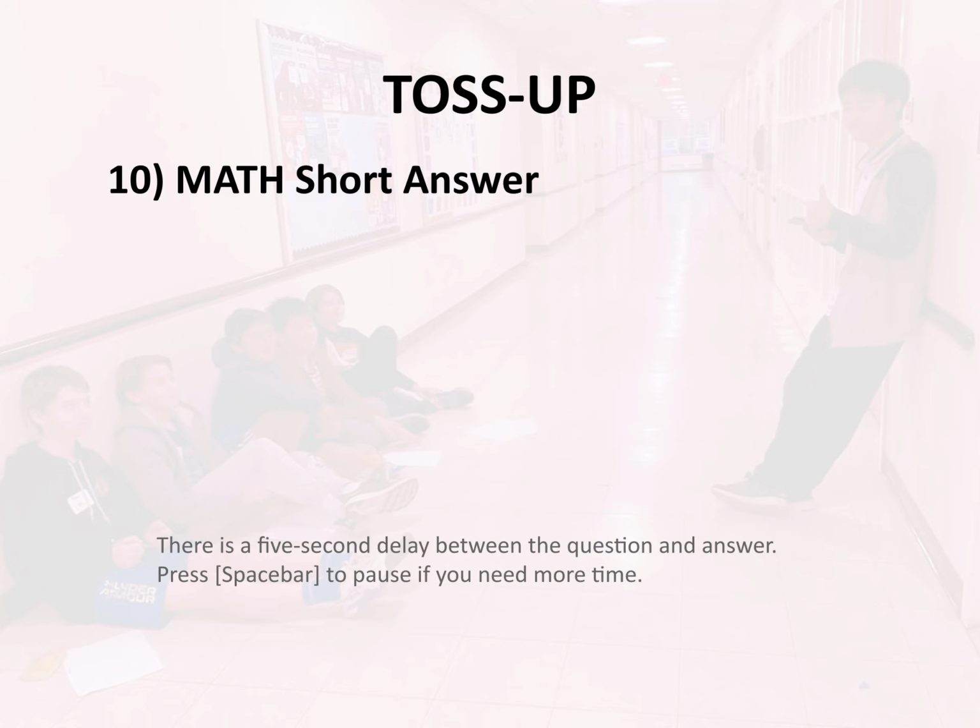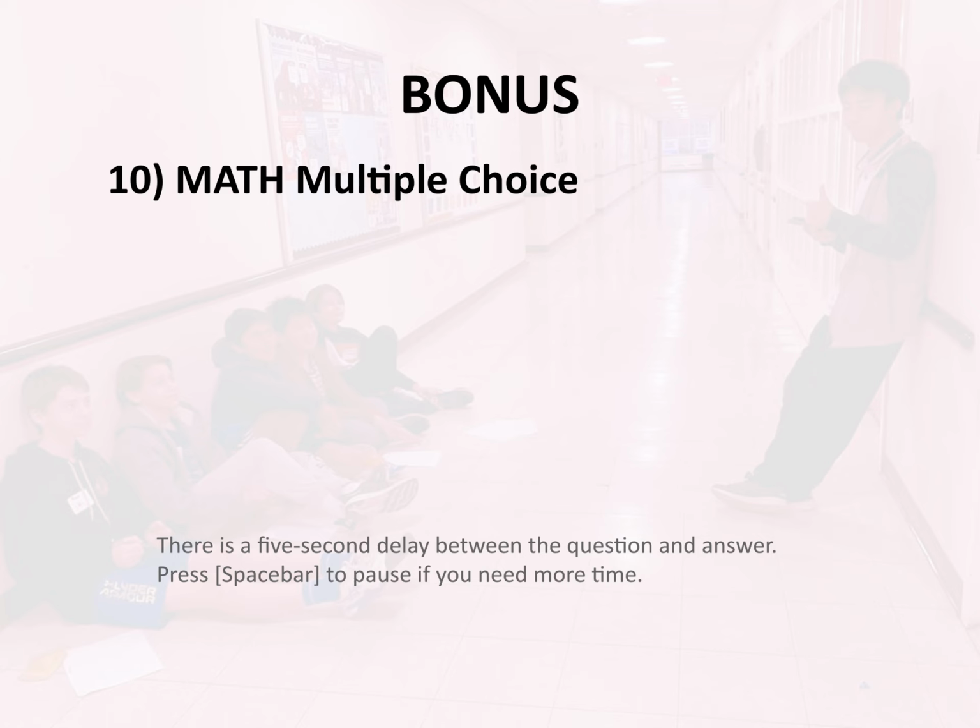Bonus 10. Math. Multiple choice. If function f is defined by f of x equals (4x squared minus 12x) over (x squared minus 9), which of the following is true? W. The graph of f has a vertical asymptote. X. The graph of f has a hole on the x-axis. Y. The graph of f has a hole at (3, 2). Z. f of x equals 0.